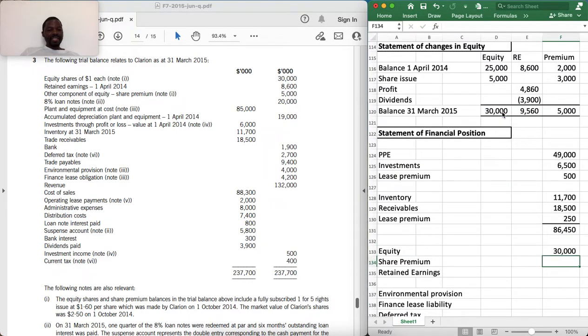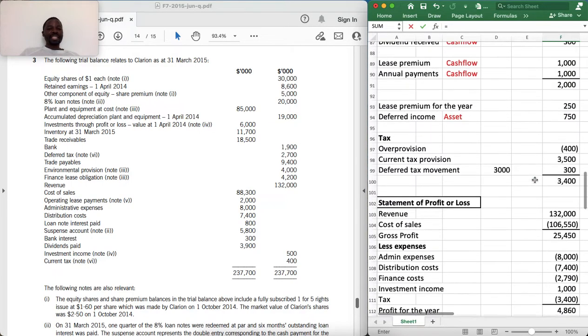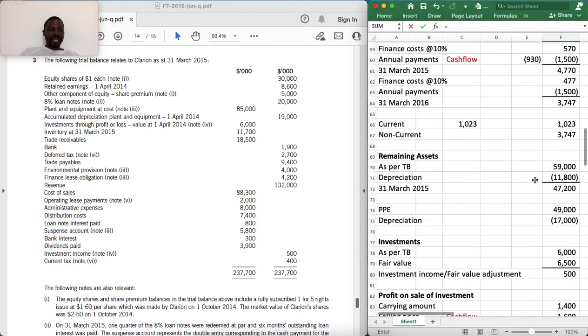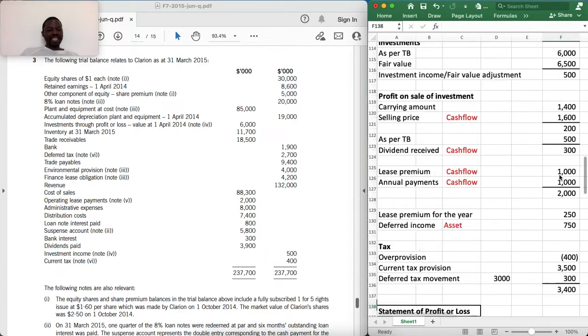Then for equity, we have these figures here in our statement of changes in equity. Share capital is 30, the share premium is 5, the retained earnings is 9.5, like that. The environmental provision, we calculated this figure above. Let's go and take it there. Here, 4,300.